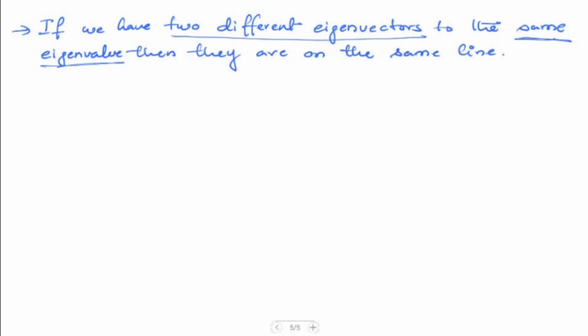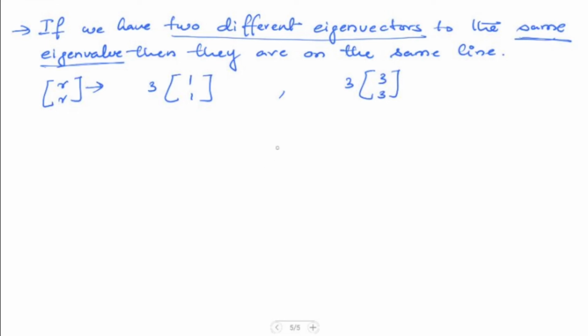So let's say we are now looking at the eigenvectors R, R. So let's take two different eigenvectors. One is, let's take 1, 1, and the other one we would take here as 3, 3. And our eigenvalue for R, R was 3. So these both are on the same line. So if we have two different eigenvectors to the same eigenvalue, they are on the same line.